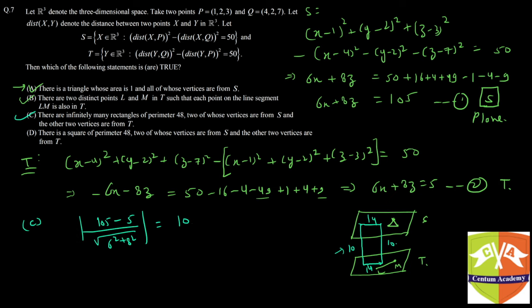But that is not necessarily true. Suppose we have a square whose perimeter is 8, then what will be the side? Then the side will be 12 units. But some people argued that how is it possible to have a square whose side length is 12 units and 2 points lie on S and 2 points lie on T.